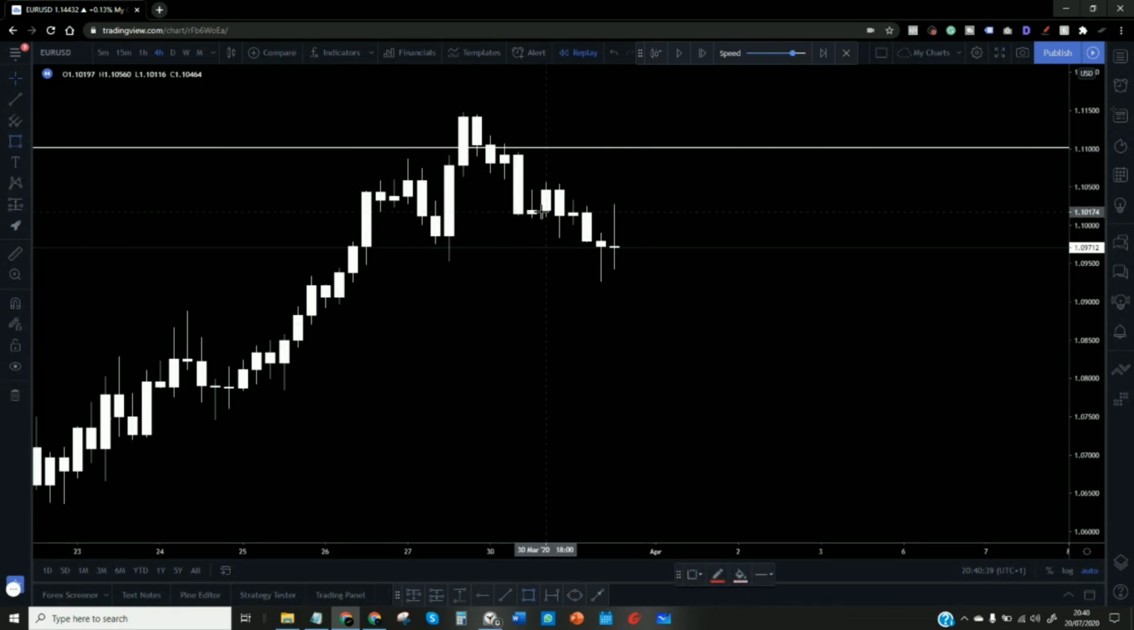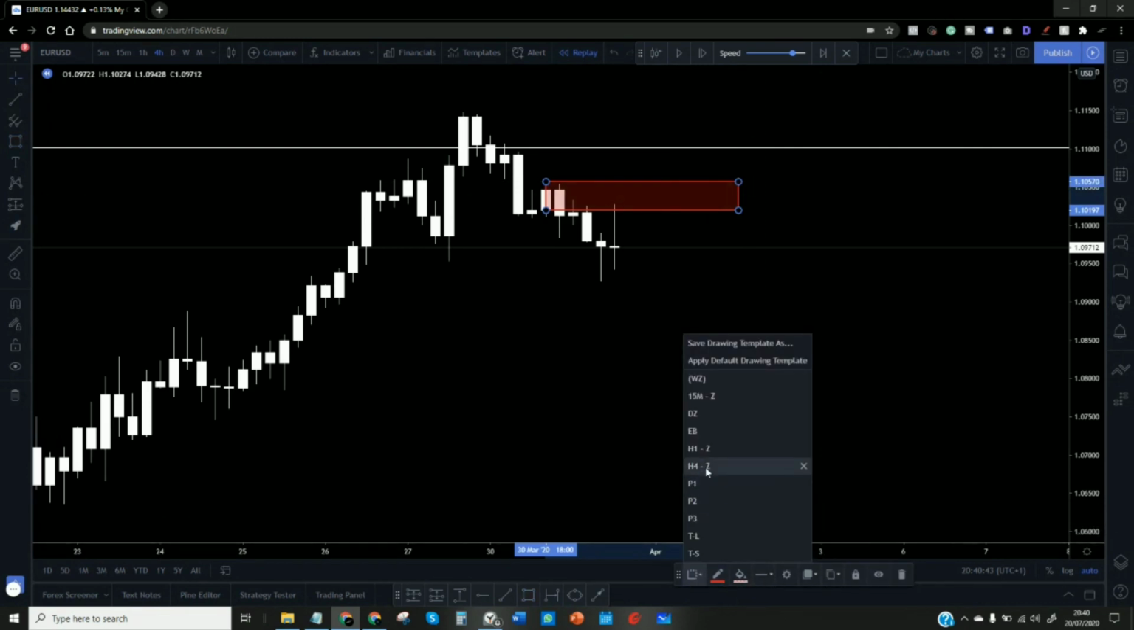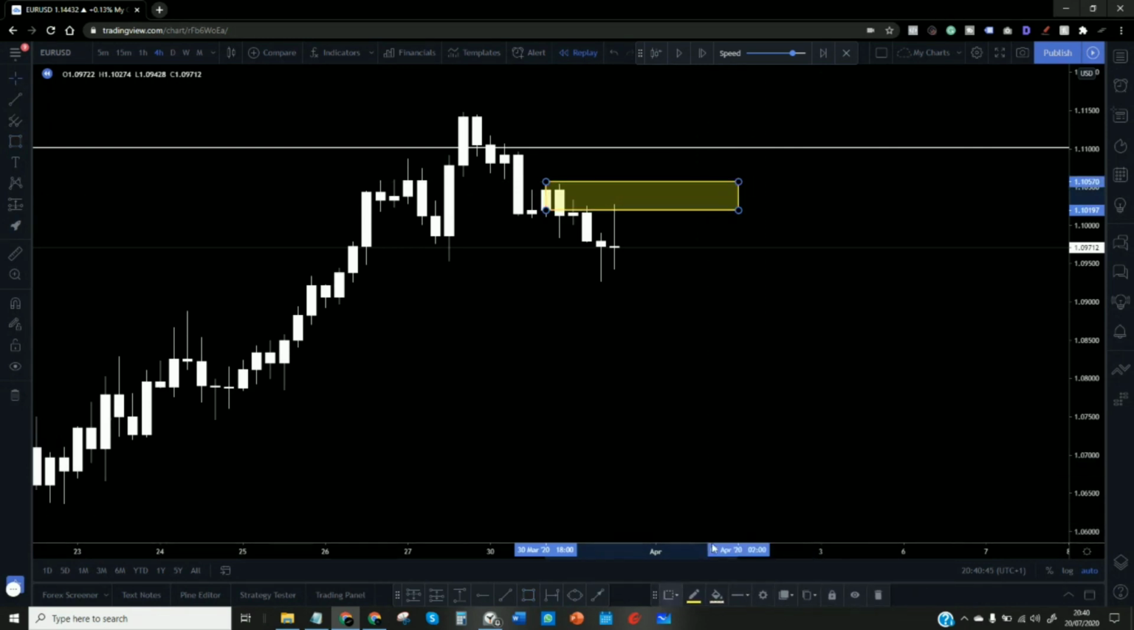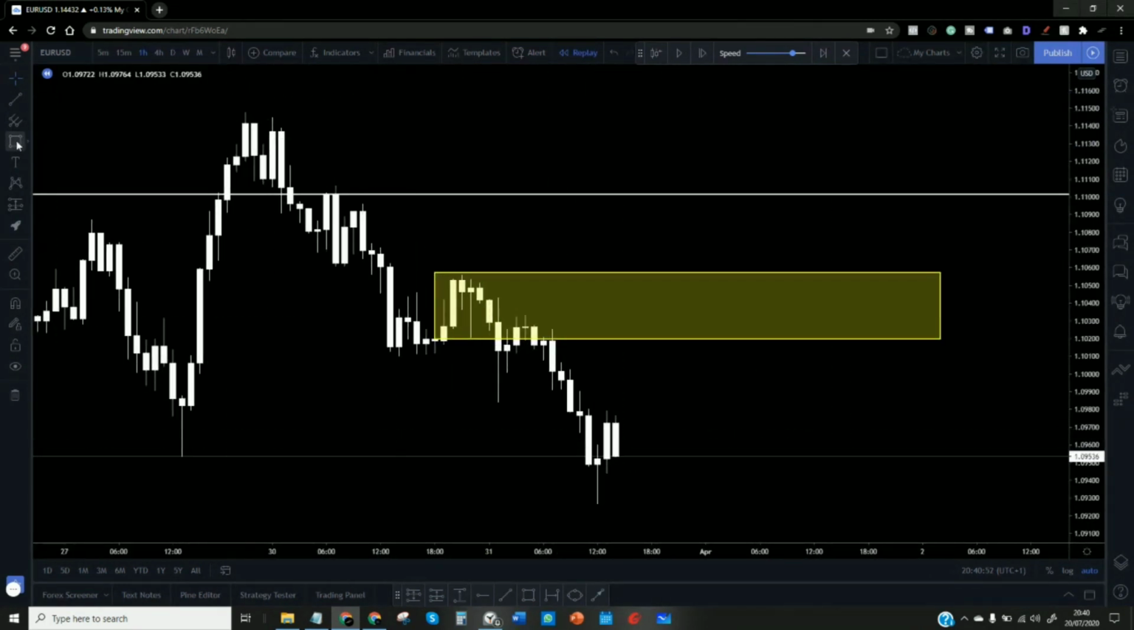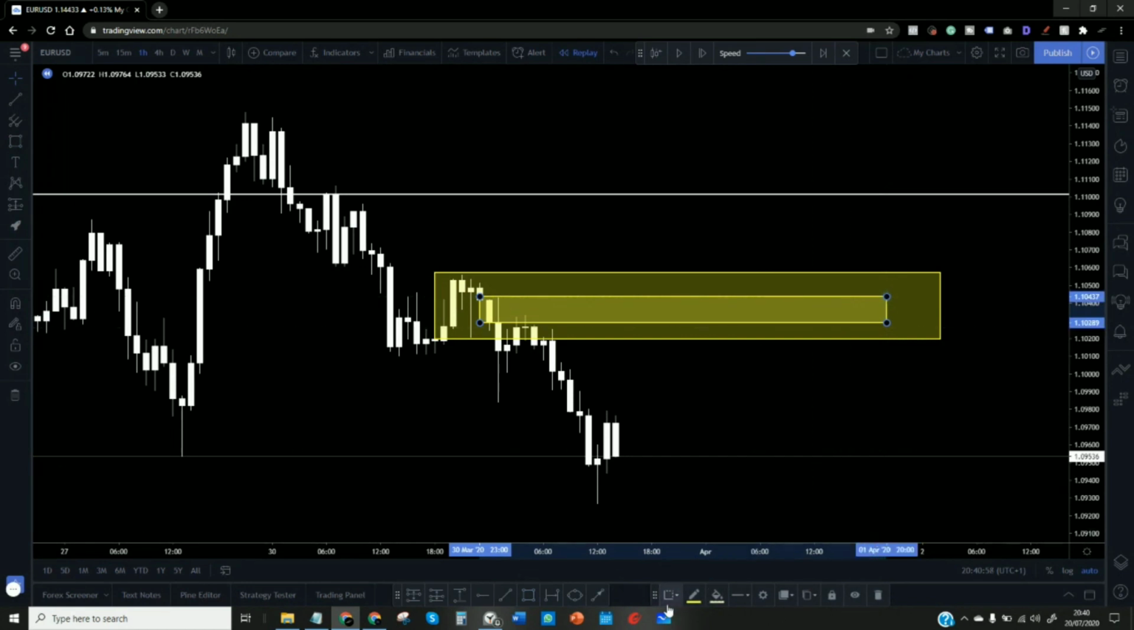So let's wrap some lines around this H4 zone right here. Perfect. And let's dive into it because inside here there is a nested H1 level. Now this all depends on what sort of time frames you're actually using, your time frame sequencing. For H4 zones, I use a 15-minute, and for H1 zones, I use a 5-minute, right?